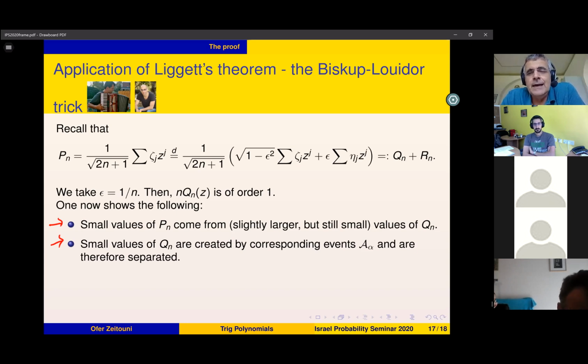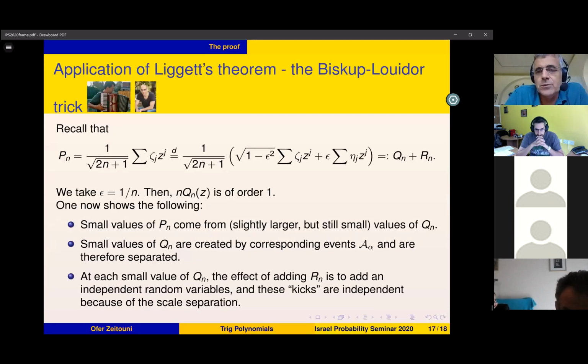But what is Rn? Rn is like our original polynomial, which is going to be of order 1 over n, which is exactly the order that we care about. So this additive perturbation is just going to kick your value by some constant, by some random variable. And these random variables are going to be independent at different points because of the macroscopic separation. So in short, at each small value of Qn, the effect of adding Rn is to add an independent random variable. And these shifts in the value are independent because of the scale separation.